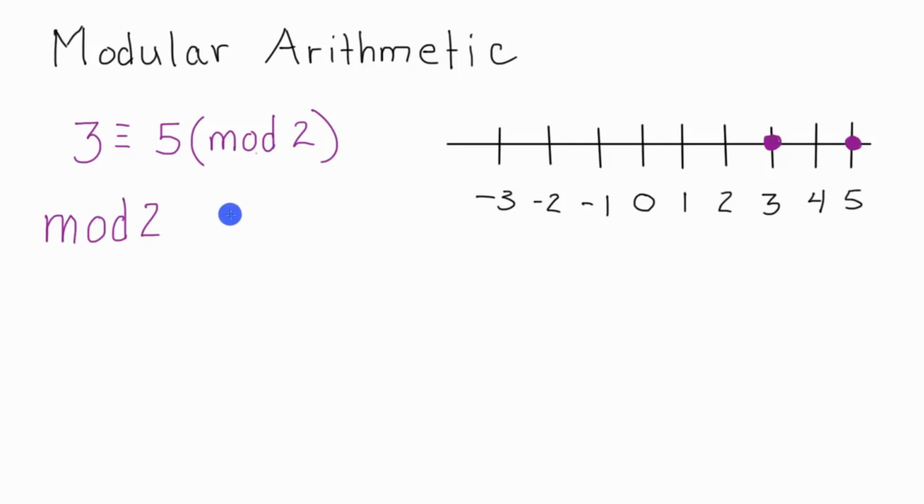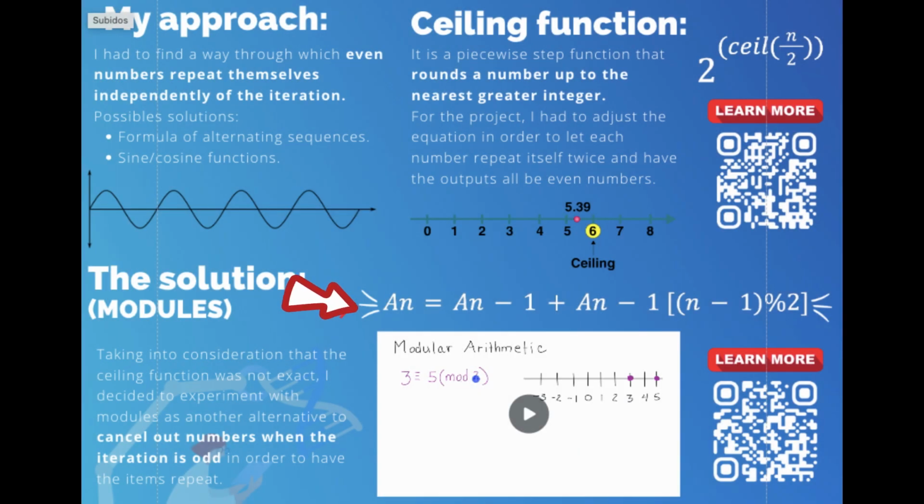When it comes to modules, the only possible numbers that you can get from a module are 0 and all the numbers that are below the value of the module. So for example, all the possible numbers for module 4 are 0, 1, 2, and 3. But for module 2, the only possible numbers are 0 and 1, which were exactly the numbers that I needed to cancel out one number in the odd iterations.